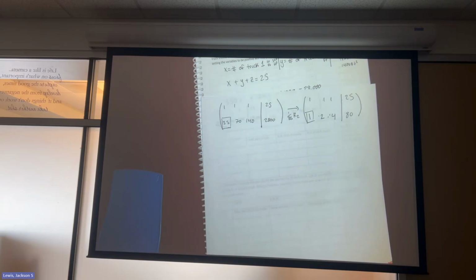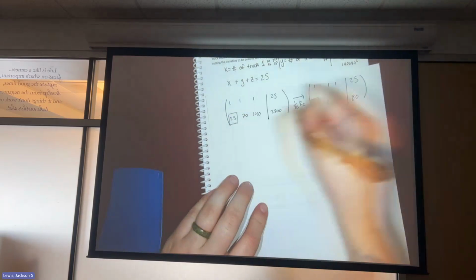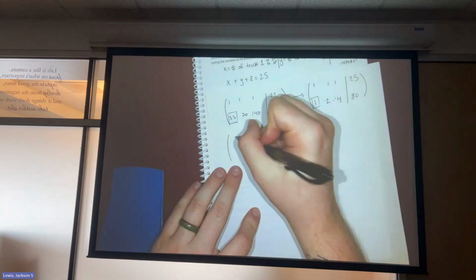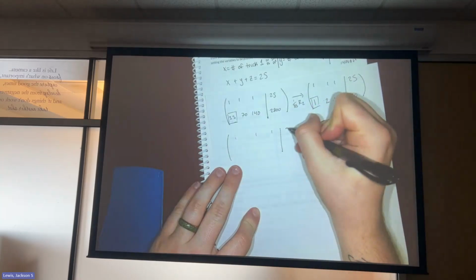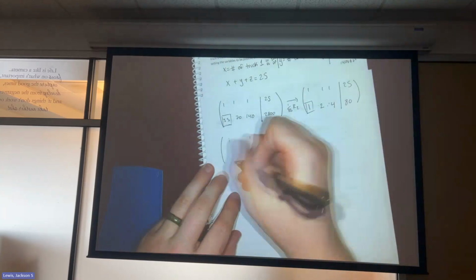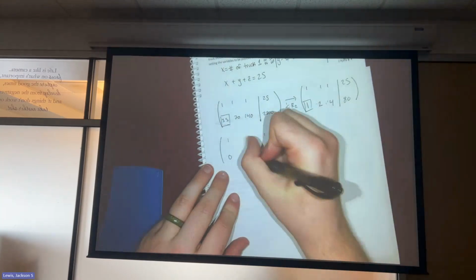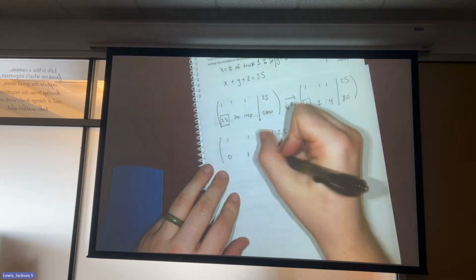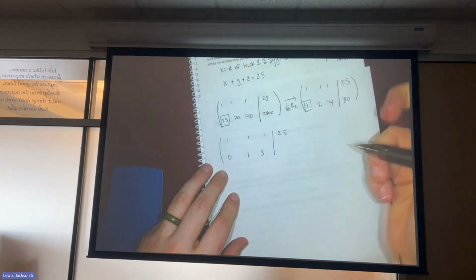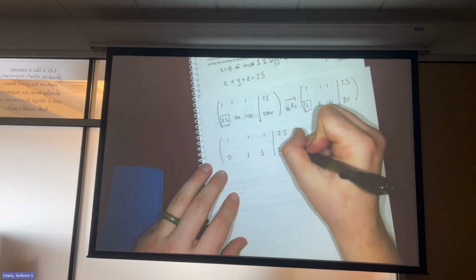Do that. Subtract R2 from 1. Yeah, I'm going to subtract. So I'll leave the top one the same. And then 1 minus 1 is 0. 2 minus 1 is 1. 4 minus 1 is 3. And 80 minus 25 is 55, I do believe.